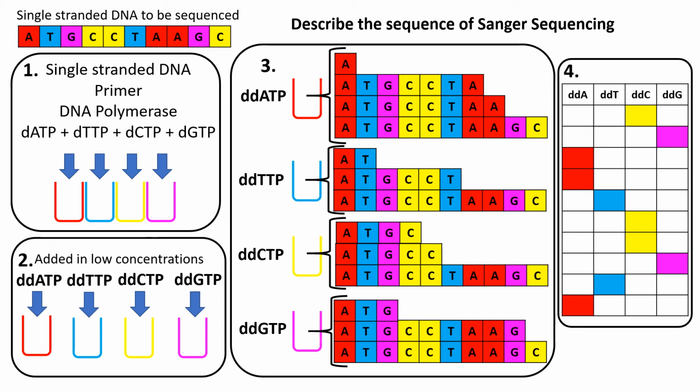And exactly the same thing happens in all four versions, except that instead of stopping at A's, the second one, in the blue container, has ddTTP, so it will only stop on T's, and then sometimes it will continue and sometimes it will stop. For the yellow beaker, it's the C's, and for the pink one, it's the G's.